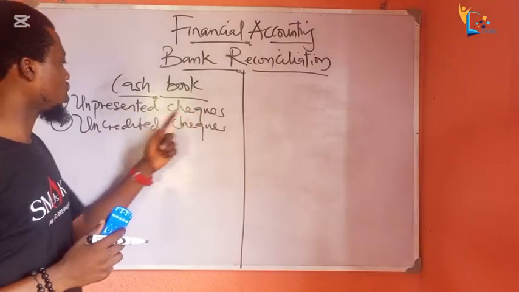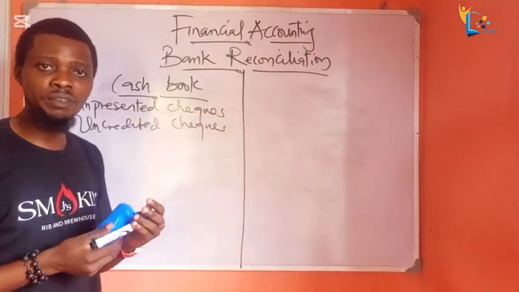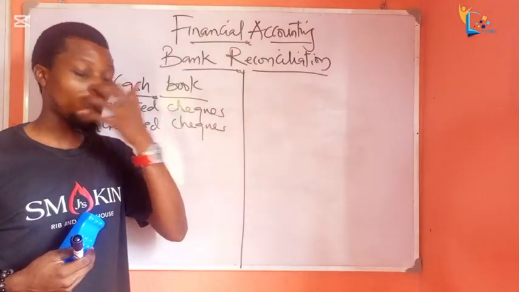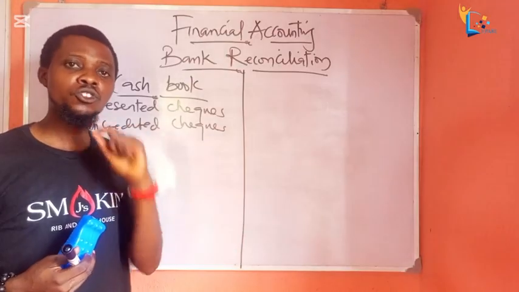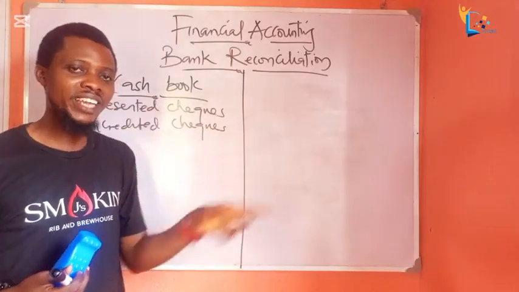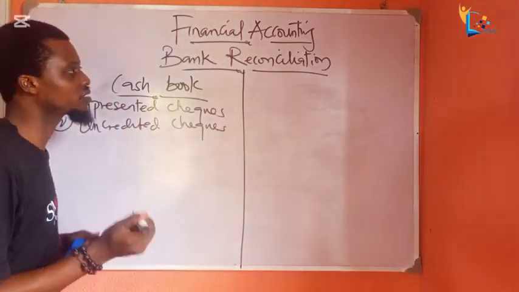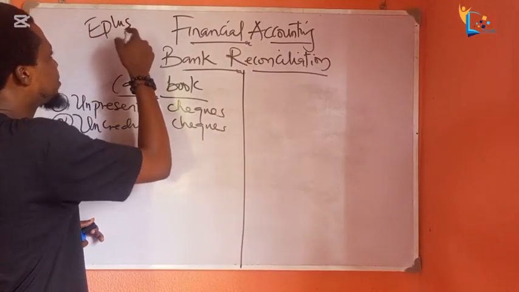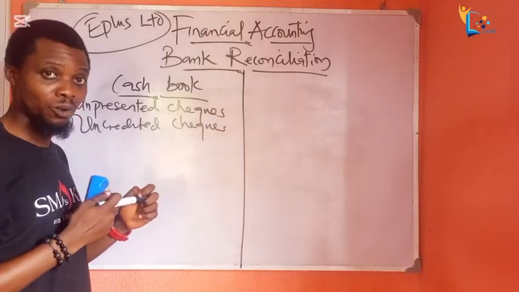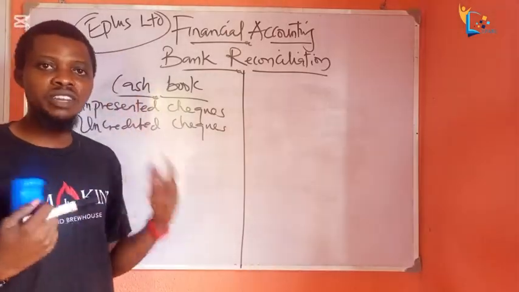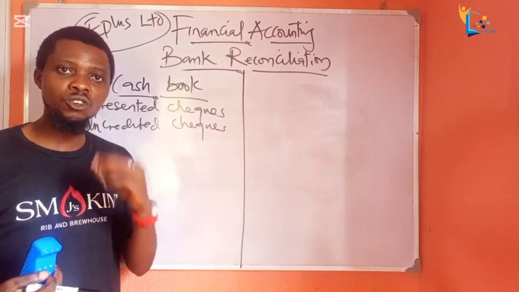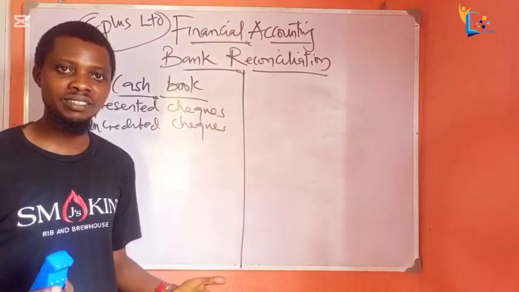Now, unpresented checks are checks that have been issued out by the business to customers or to suppliers, but those suppliers or payees are yet to present them to the bank for payment. Let's use ePlus Limited as an example. So ePlus Limited must have issued checks to customers or suppliers or payees, and those payees are yet to present the checks to the bank for payment to get value.